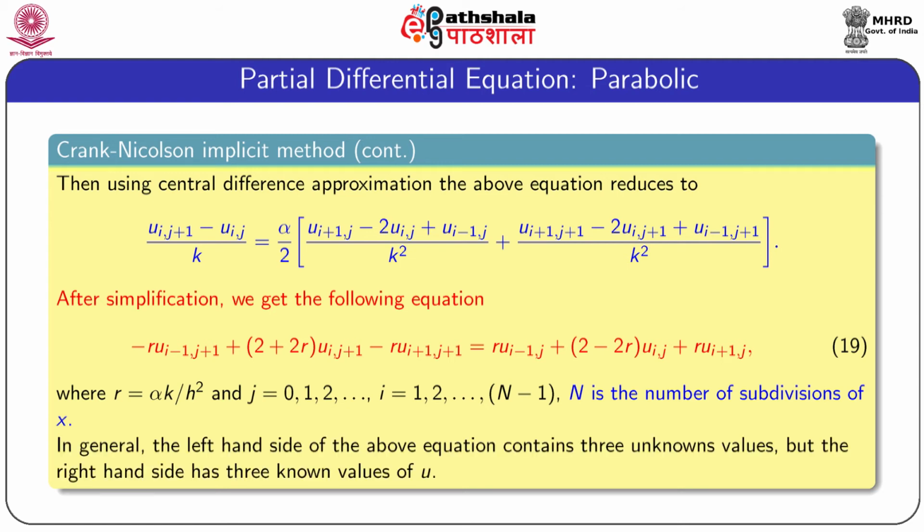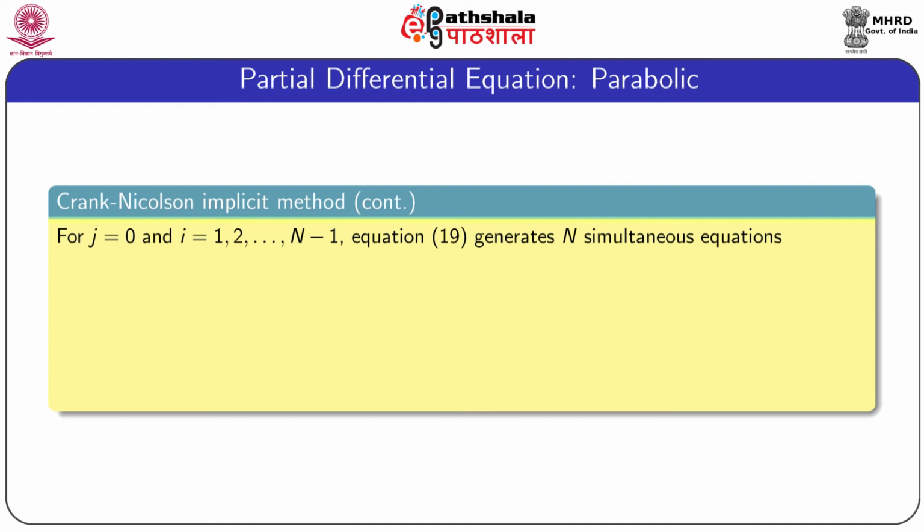In general, the left hand side of the above equation contains 3 unknown values, but the right hand side has 3 known values of u. So, this is an implicit method. For j equal to 0 and i equal to 1 to n minus 1, the equation 19 generates n minus 1 simultaneous equations for the unknowns u11, u21 up to un minus 1, 1.